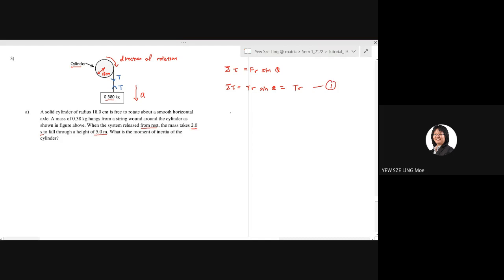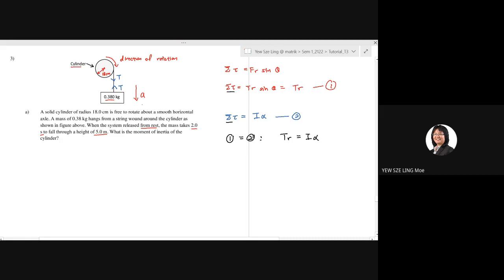All right, so let's look at equation number 2. Other than calculating torque, we also know that this cylinder is moving with angular acceleration. Therefore, let's apply summation torque equals I alpha as well. So I'm going to leave it like this first. This is my second equation. If you look at equations 1 and 2, both of them are summations of torque. Therefore, I can say equation 1 is equal to equation 2. So TR equals I alpha.